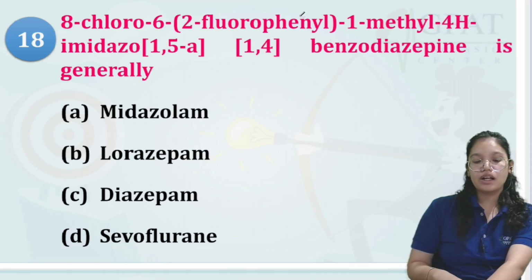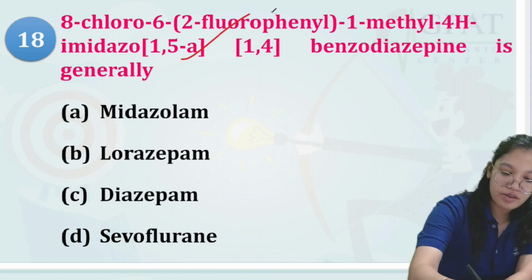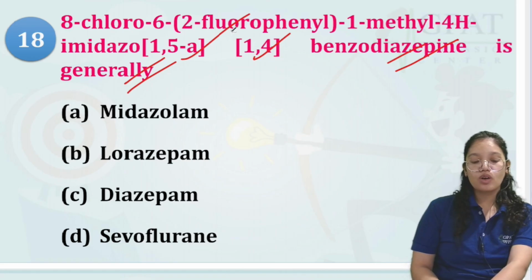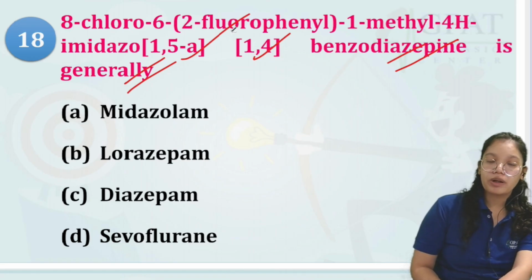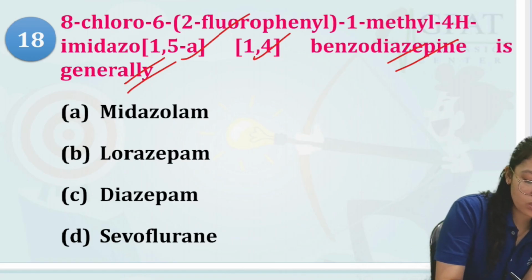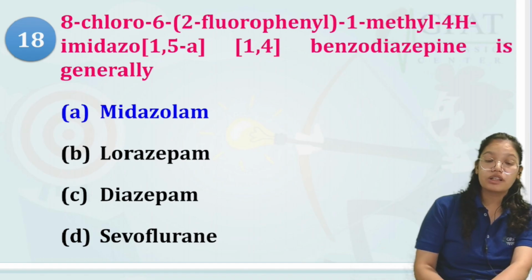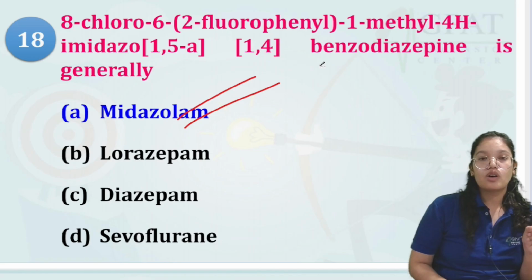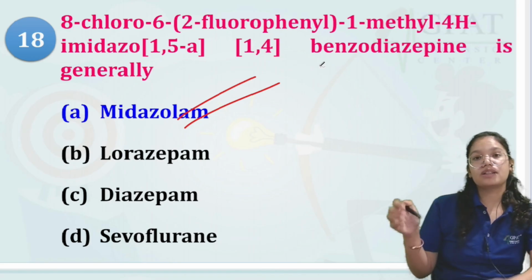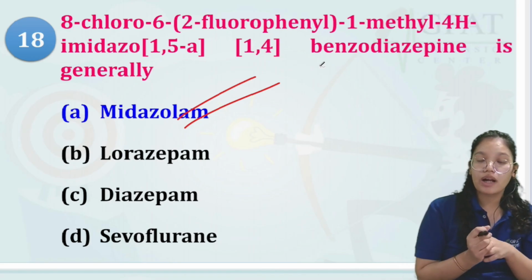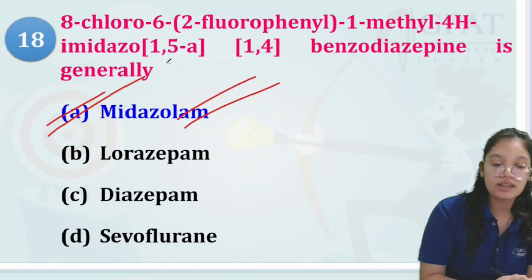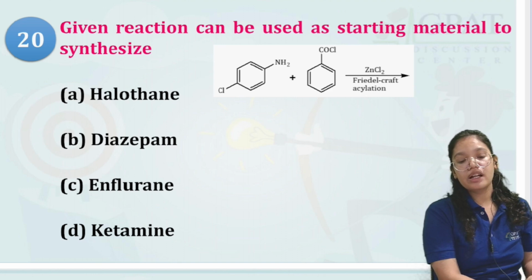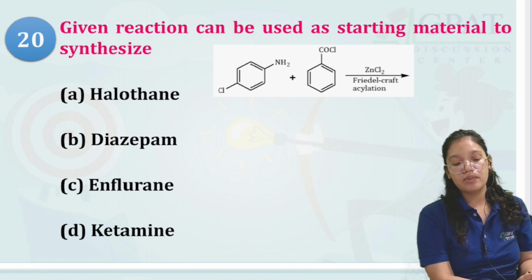8-chloro-6-(2-fluorophenyl)-1-methyl-4H-imidazo[1,5-a][1,4]benzodiazepine is generally. So basically they are asking which drug this particular IUPAC name belongs to. So it is the IUPAC name of midazolam. The midazolam structure we also discussed. In the presence of a catalyst, the ring was forming between that, so that was midazolam. So A is the answer.